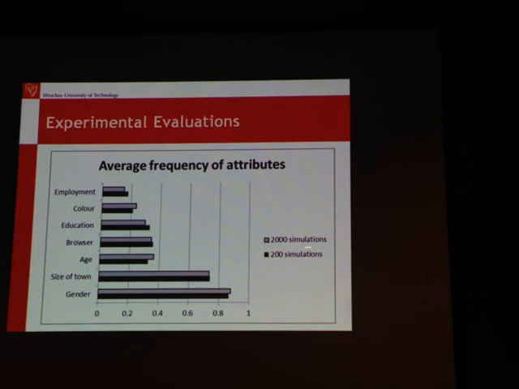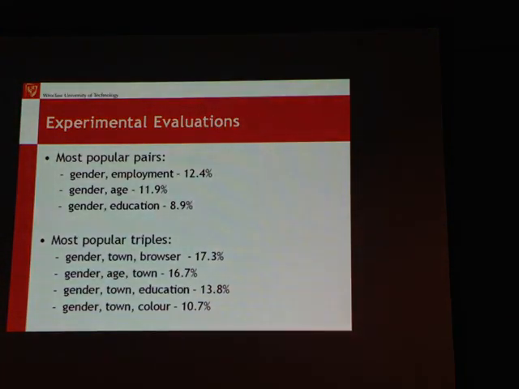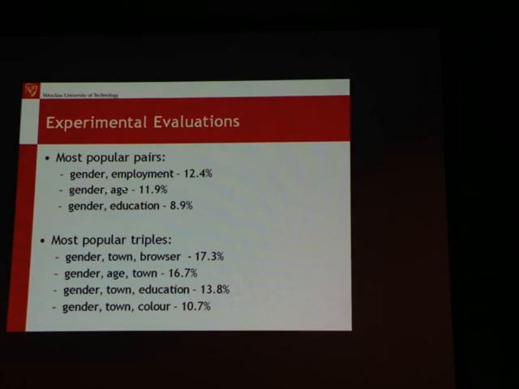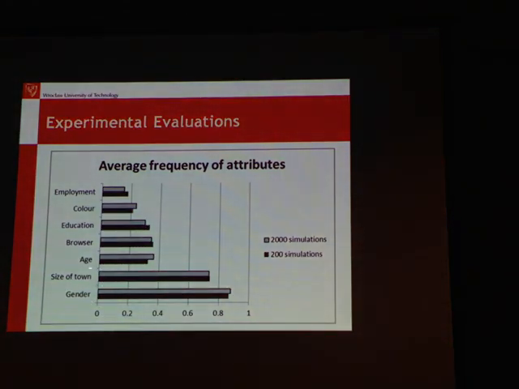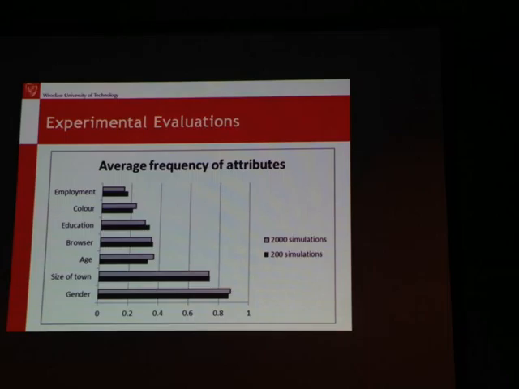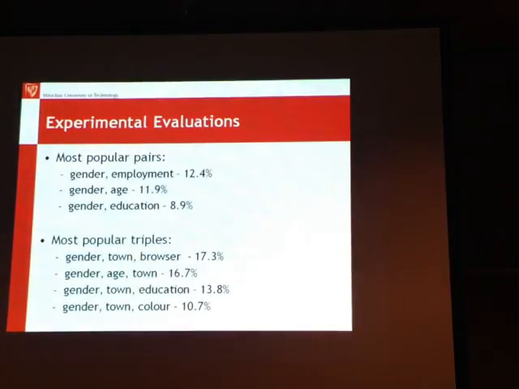We have done the simulation for 200 and 2000 simulations, and these are average values. The most popular pairs are gender and employment, gender and age, or gender and education. So gender is in all these pairs, and also here is gender and town. The size of the living town is always in each triple, and here is browser, age, education, and these triples are compared with this one. So we have gender and town, and one of these less frequent attributes.